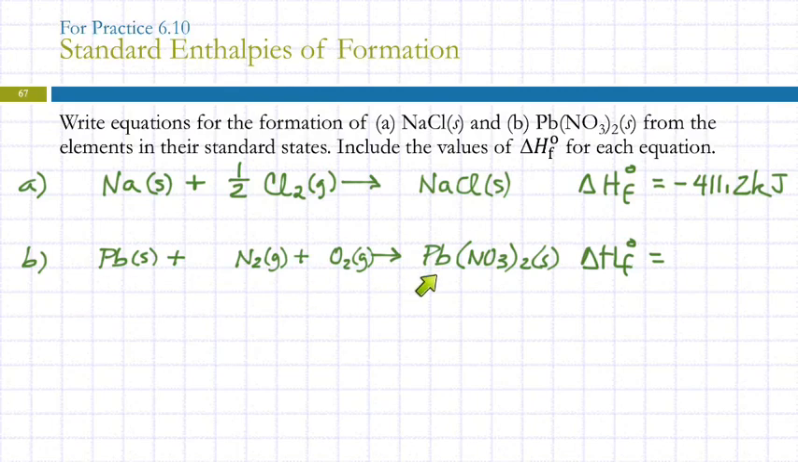I need one lead atom. I've got one over there. How many nitrogens are in this? 2 nitrogens, right? So there's my N2. And how many oxygens? 6. So if I put a 3 in front of the O2, it's all good. We have to find the heat of formation.